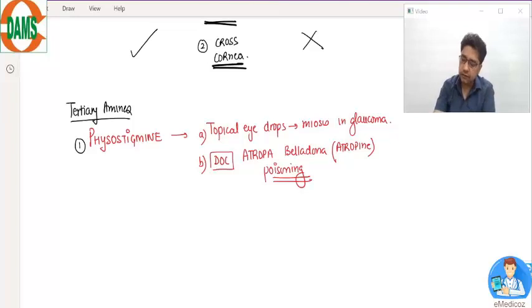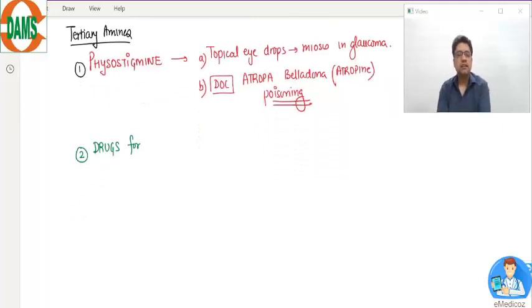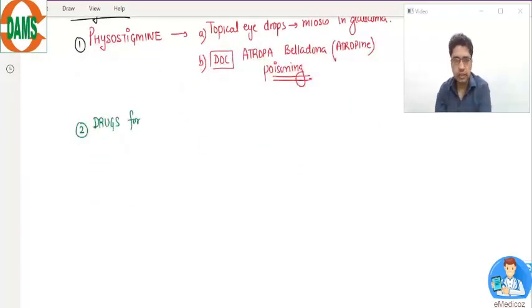Okay. Second one, you will write drugs for Alzheimer's disease. Now what happens in Alzheimer's disease? First, let's understand this part. Okay. In Alzheimer's disease, there is neurodegeneration of cholinergic neurons.